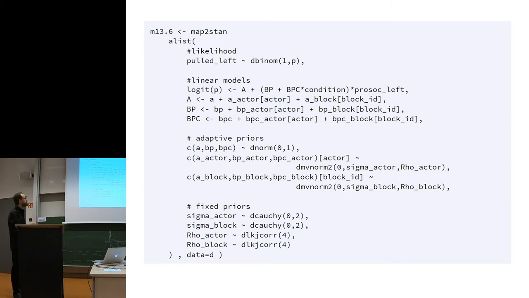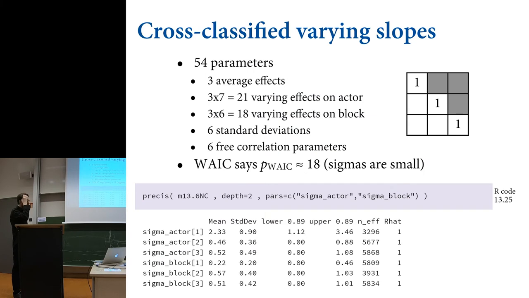Okay. All right, so what do we get? In total, in that model, there are 54 parameters. Let me count them for you. These are like the days of Christmas. Does anybody know that song? Three French hens. No, three average effects. 3 × 7 = 21 varying effects on actor. Why is it 3 × 7? There are 7 actors, and there are 3 effects per actor. So 21 actor-specific parameters.